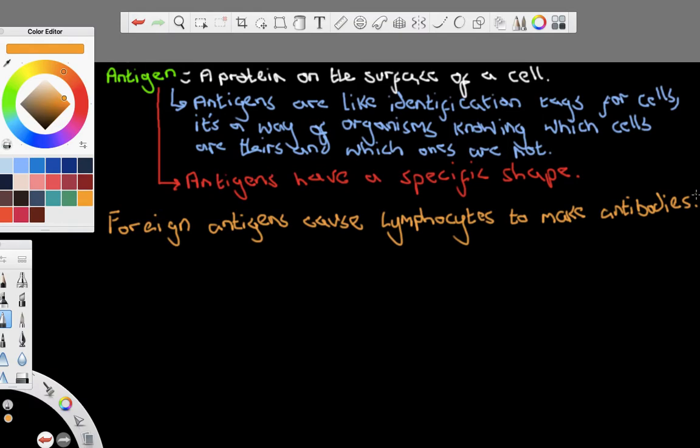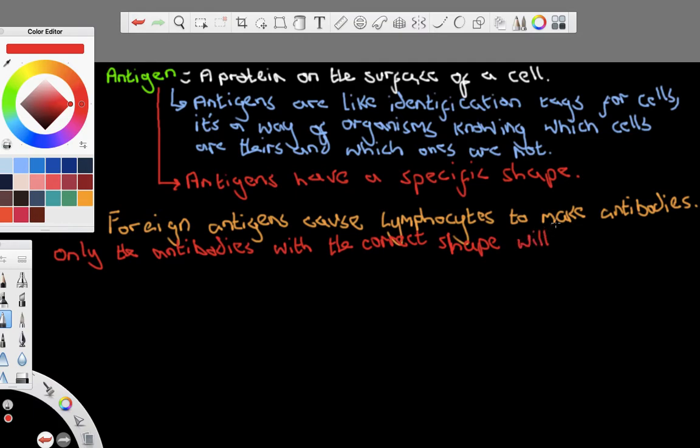Now, the problem is that the antibodies will only fit the antigen if they have the correct shape. So we can say in red that only the antibody or antibodies with the correct shape will fit an antigen.